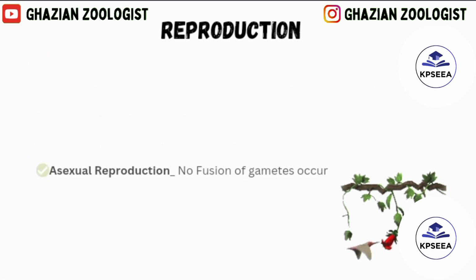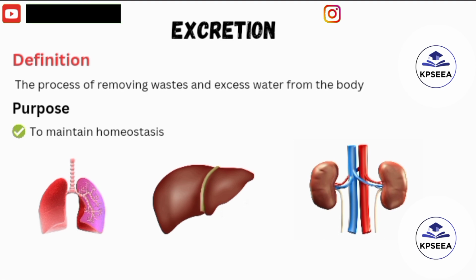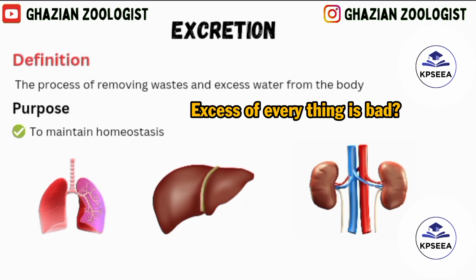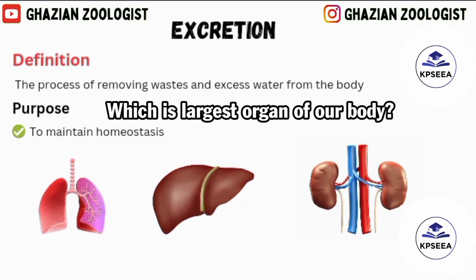Okay, so let's move toward the next topic, that is excretion. Excretion is the process of removing waste and excess water from the body. You know that excess of everything is bad. There are different organs in our body that are involved in excretion: lungs, liver, kidney, and the largest external organ of our body is also involved in excretion.